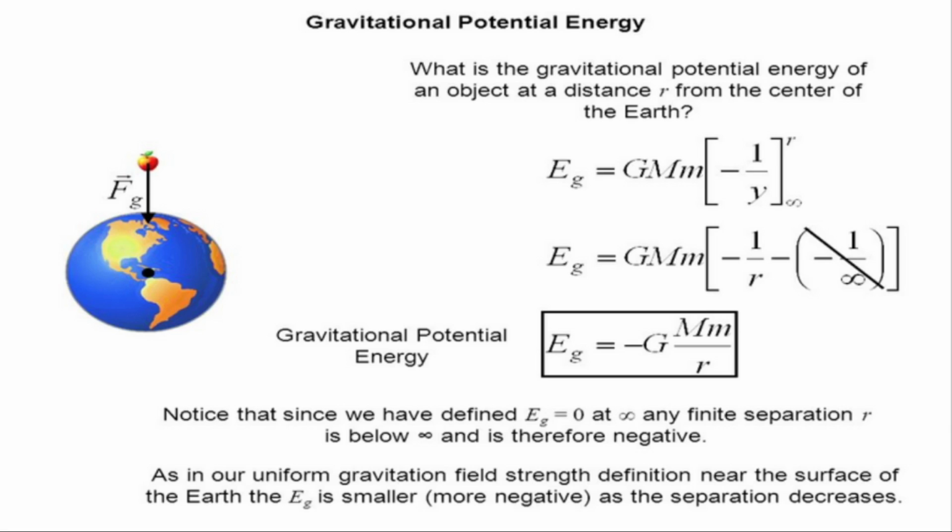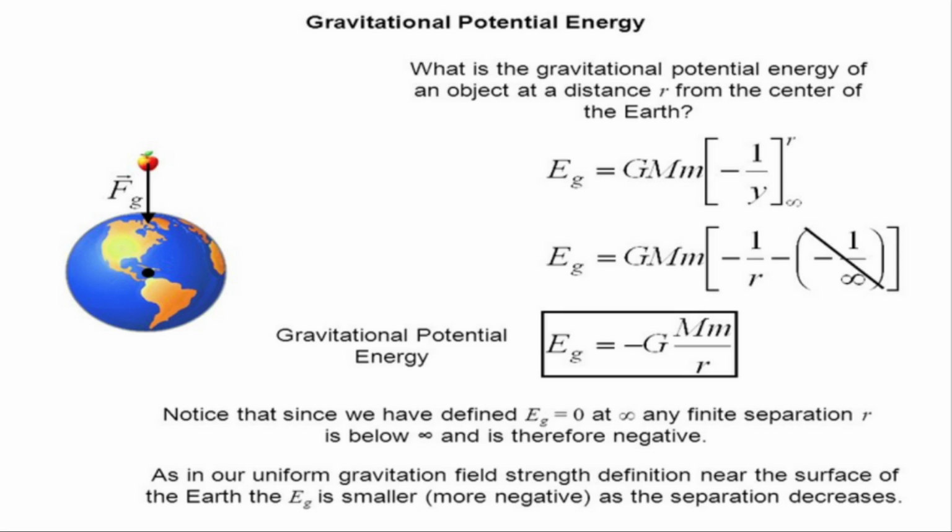Gravitational potential energy. So we need to know what gravitational potential energy is. An object at a distance r from the center of Earth has gravitational potential energy equal to G M m times negative 1 over r. This is where the final formula comes from. We take Eg is equal to GMm times minus 1 over r minus negative 1 over infinity, which gives us Eg is equal to negative GMm over r. That is the gravitational potential energy formula. Now, we have defined Eg is equal to 0 at infinity, and any finite separation r is below infinity and is therefore negative.